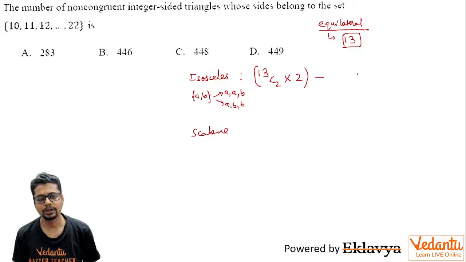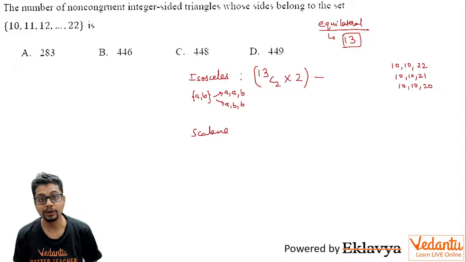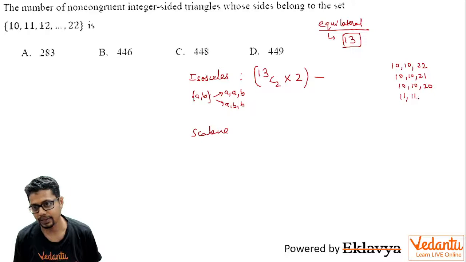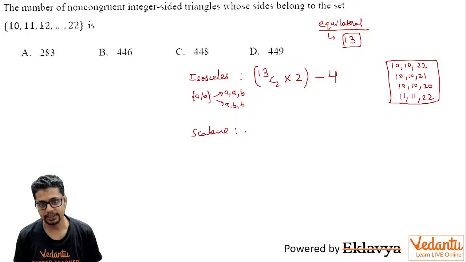However, some selections would be rejected, because they would not form a triangle. For example, 10, 10, 22: the sum of two sides being 20 is less than the third side. Similarly 10, 10, 21, and 10, 10, 20, where the sum of two sides equals the third side. Similarly 11, 11, 22. So these four possibilities, which are part of the selection 13C2 multiplied by 2, would get rejected. So minus 4.